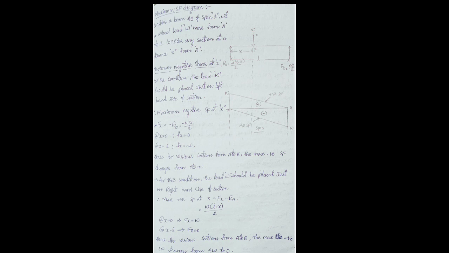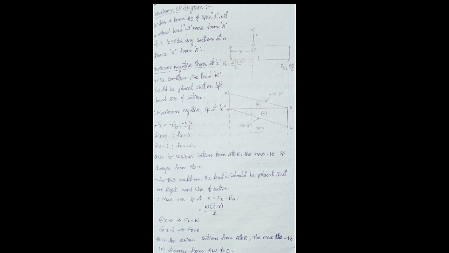You can see in the figure that a W load is moving from A to B on the span. The span is a simply supported beam. The load is now at some distance x from A. Now, for maximum negative shear at x, the load W should be placed just to the left hand side of the section.